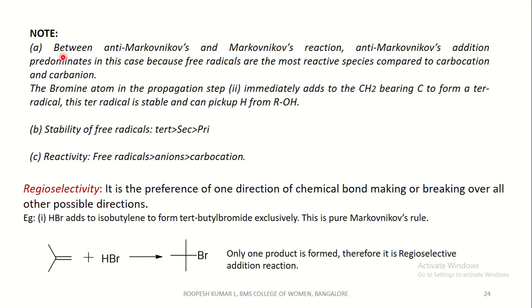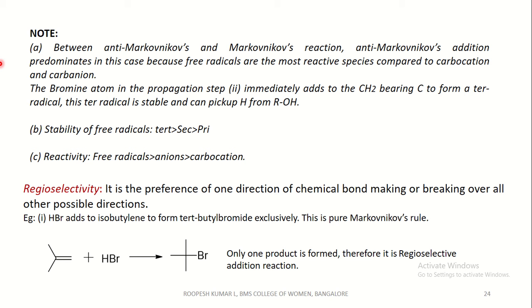Between anti-Markovnikov's and Markovnikov's reaction, anti-Markovnikov's addition predominates in this case just because free radicals are the most reactive species compared to carbocation and carbanion. The bromine atom in propagation step 2 immediately adds to the methylene CH2 bearing carbon to form a tertiary radical. This tertiary radical is stable and can pick up hydrogen from an alcohol.